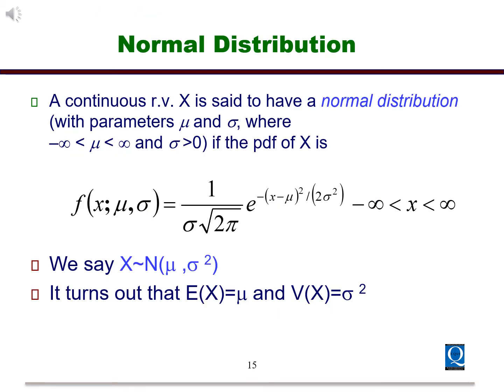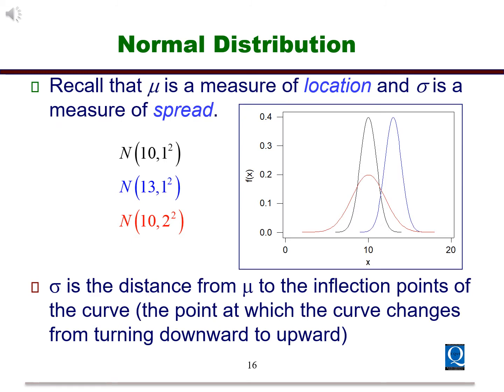A continuous random variable x is said to have a normal distribution with parameters mu and sigma, with the PDF given on the slide. This PDF is quite complicated, so do not worry about memorizing it. It turns out that if x has a normal distribution, then the mean of x is mu and the variance is sigma squared. Since the mean is a measure of center and the standard deviation is a measure of spread, we can use these things to tell us about the characteristics of the curve.